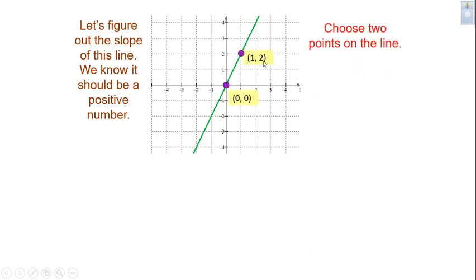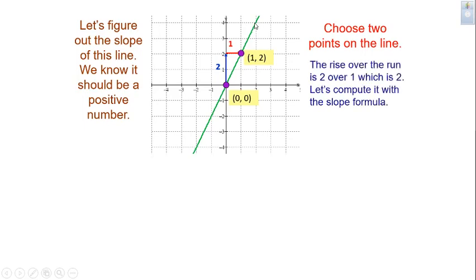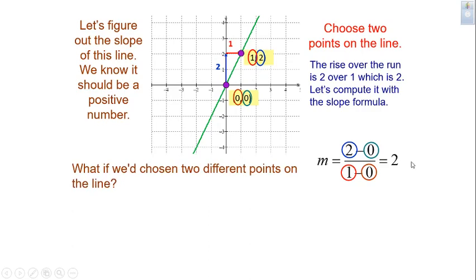Or I could choose another 2 points, it doesn't matter. I could choose instead these points up here, or I could choose these points down here. Either way, it will give me the same slope. So I go up 2 units to go from this point to this point. I go up 2 units and over to the right 1 unit. So the slope is 2 over 1, rise over run. Or I could use the slope formula, change in y divided by change in x. 2 minus 0 over 1 minus 0. Either way, the slope is 2.